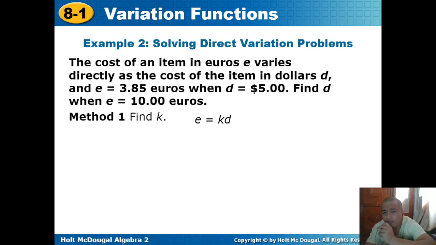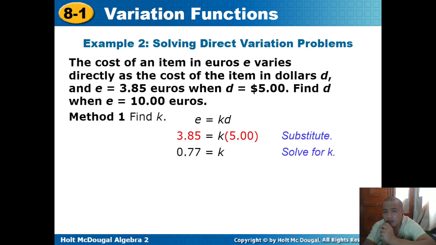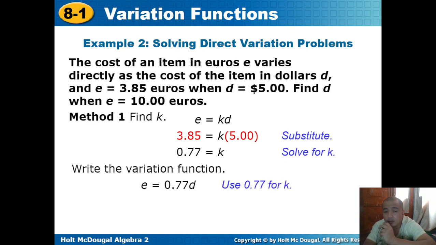So it says here that E varies directly as the cost of the item. So the equation is E equals KD. Now let's find K. Just divide E by D. 3.85 divided by 5 is 0.77. That's the value of K. Therefore the equation is E equals 0.77D.